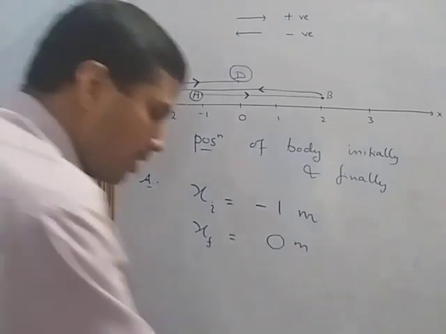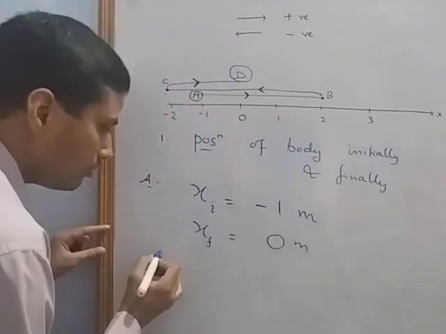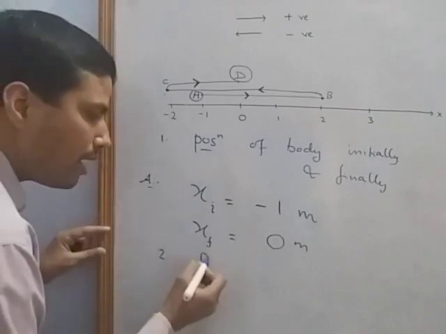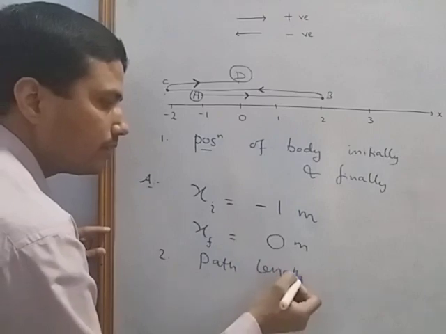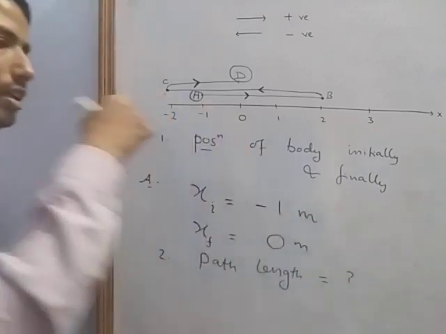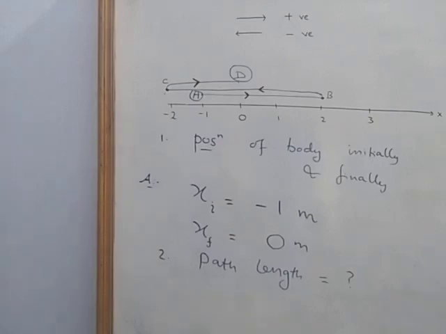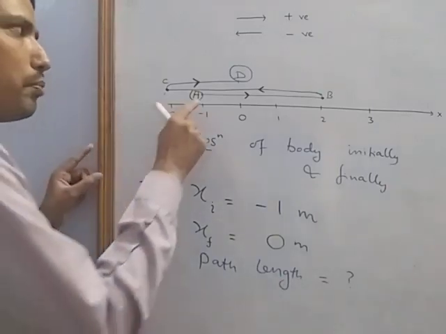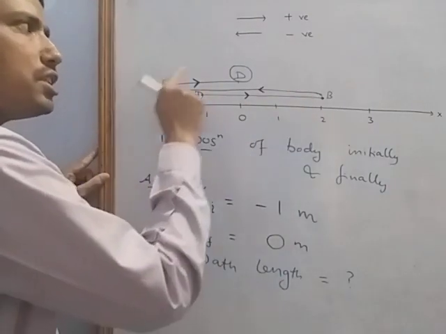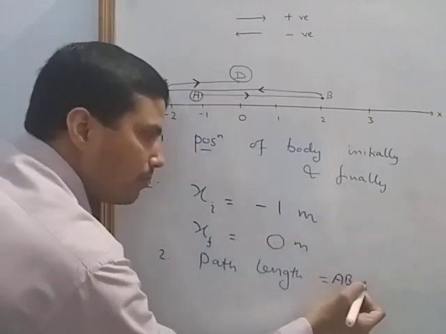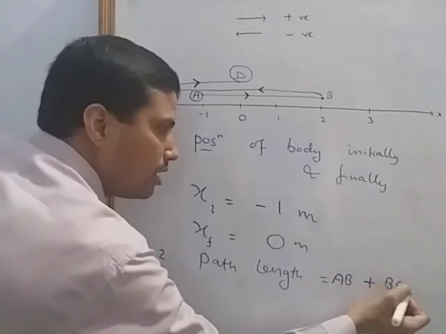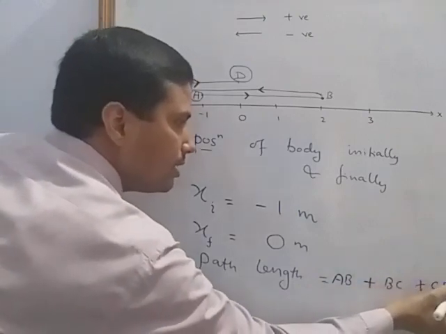The second question in this: what is the path length? Now you know, students, path length is nothing but the total distance traveled from initial to final position. We have to move along the path. The path goes from A to B, B to C, C to D. So the path length will be A to B plus B to C plus C to D.